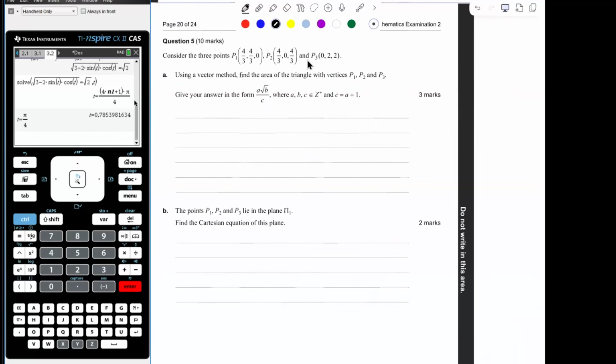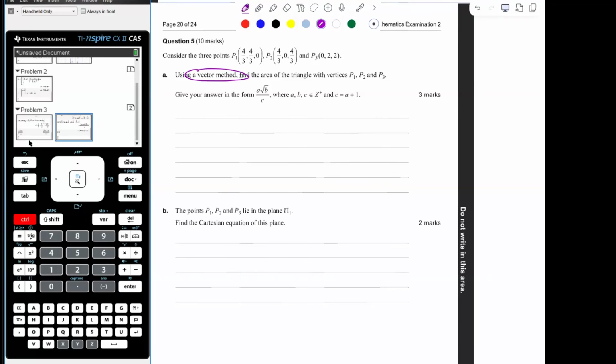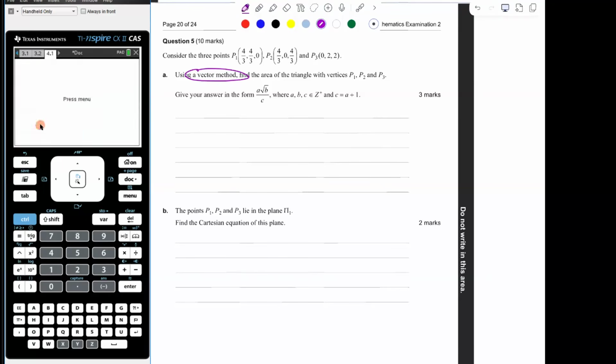Three points P1, P2, P3, using the vector method. The key here is to use a vector method rather than the cosine rule, sine rule, whatever. So any valid method related to vectors should be acceptable, I say. P1 is (4/3, 4/3, 0). P2 is (4/3, 0, 4/3). P3 is (0, 2, 2).